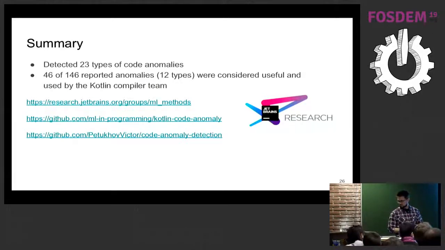We have some time for questions, so if you want to, just raise your hand. Yeah. So you mentioned that you used an autoencoder to find anomalies. Did you try other types of algorithms?